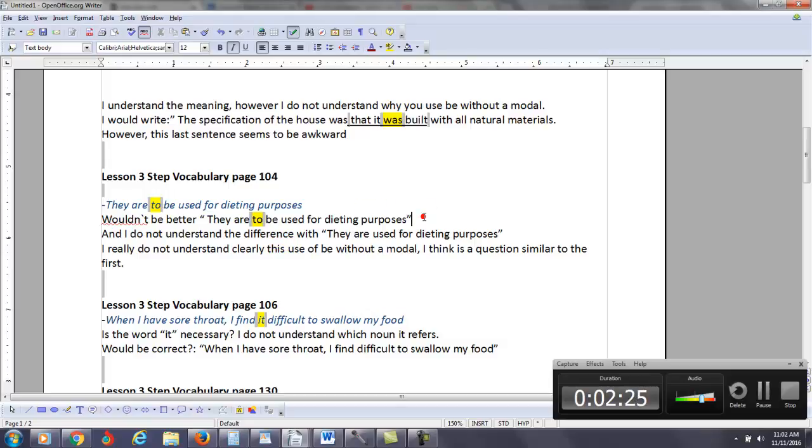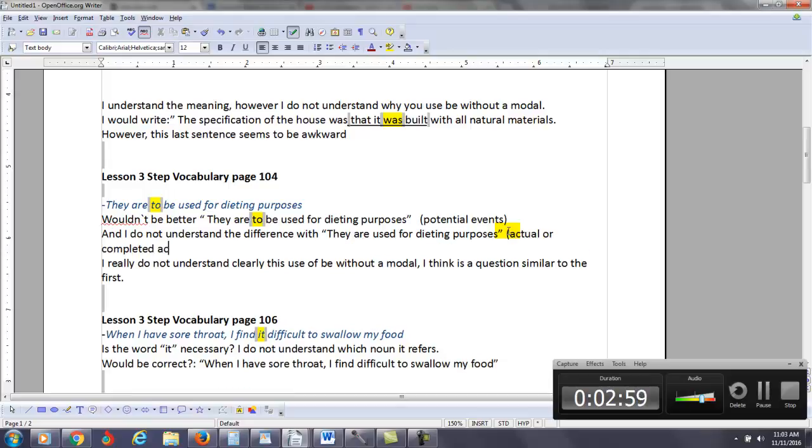Okay, I think here, if you look at the infinitive, to be used, we sometimes use infinitives for potential events. So if you say they are used for dieting purposes, you're talking about something that happens. It's used regularly for that reason. But they are to be used, you're talking about a potential event, something that hasn't happened. So this is more talking about an actual or maybe completed action, the way that it's phrased, and the one up here is talking more about a potential event.